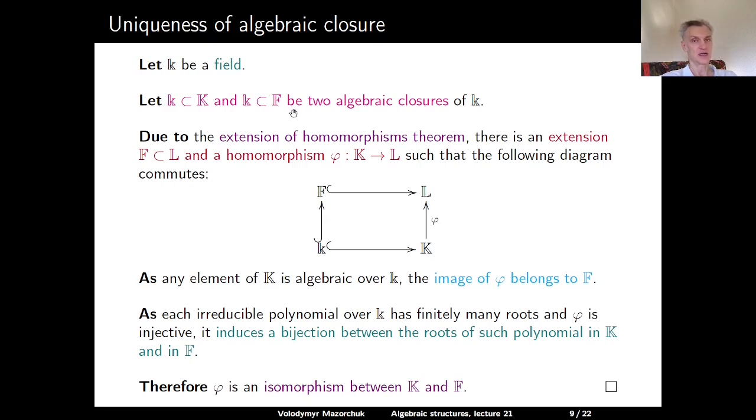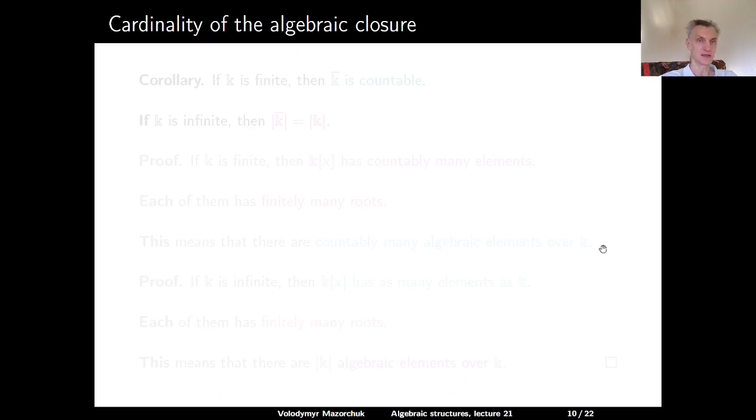So two algebraic closures of K are isomorphic. And this completes the proof of the main theorem. Now let us discuss the cardinality of the algebraic closure. Corollary: if K is finite, then its algebraic closure is countable.